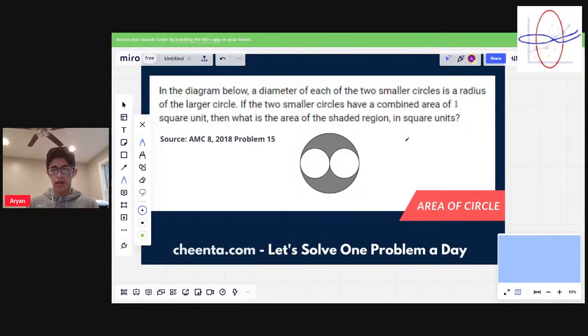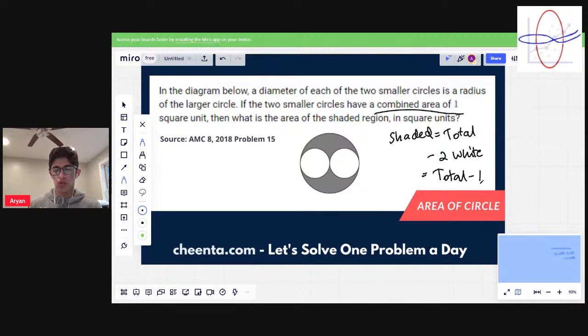Shaded region. Automatically we know that we can't find the area of this directly, so we're going to do the total area and then subtract off the 2 white circles, right? We know the 2 white circles have a combined area of 1, so this would just be equal to the total minus 1.